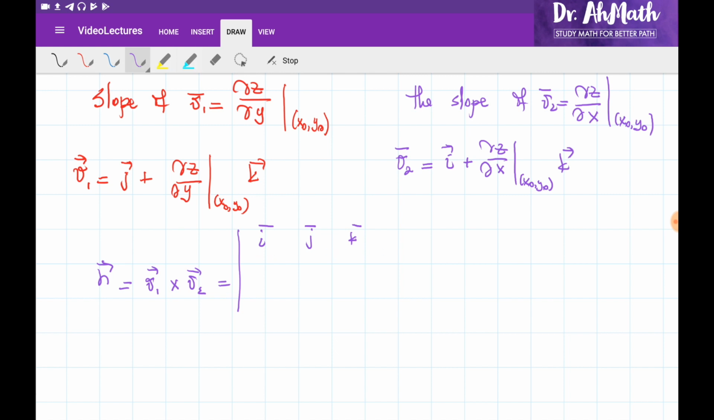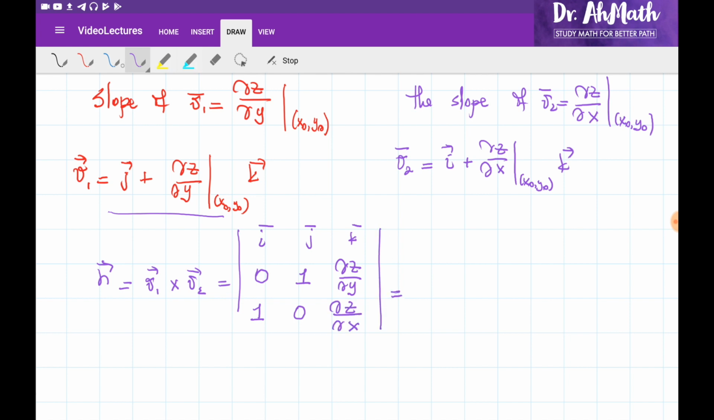On the second row, we need to write down the components of the first vector, v1. There is no i, so the first component is 0. The coefficient before the j is 1, and the coefficient before the k is dz/dy. On the third row, we need to write the components of the v2 vector. There is an i here, and the coefficient before the i is 1. There is no j, so the coefficient before the j is 0, and the coefficient before the k is the partial derivative of z with respect to x.